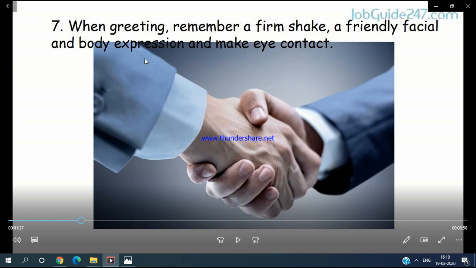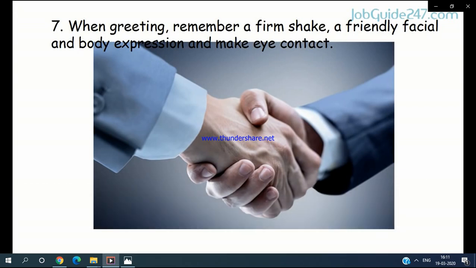Like सीधे खड़े होना, you have to stand straight, you have to shake hands nicely. You have to hold the hand of the person, not too hard, not too softly, nicely you have to shake hands, and you have to make eye contact also whenever you are going to shake hands with the person. So that is very important. It also impresses the interviewer, right? So that is good. Let's see what is number 8.